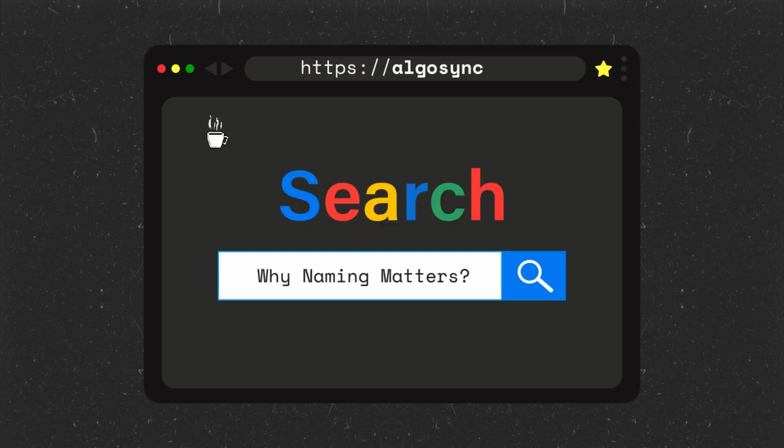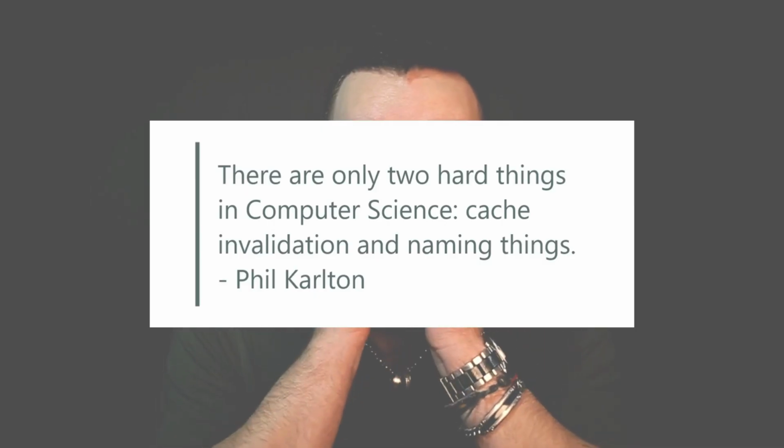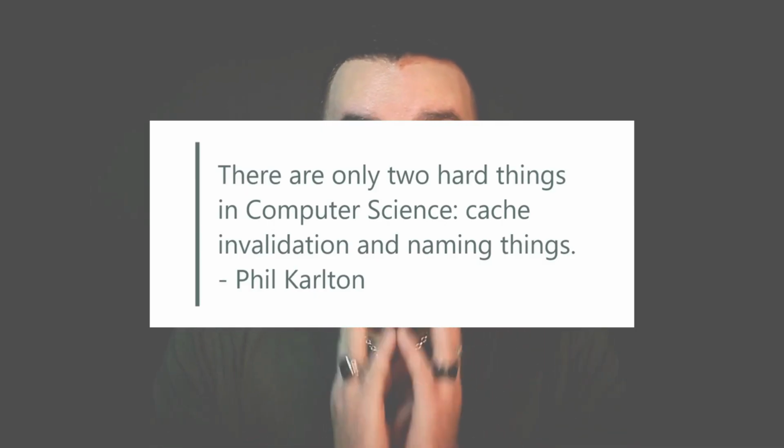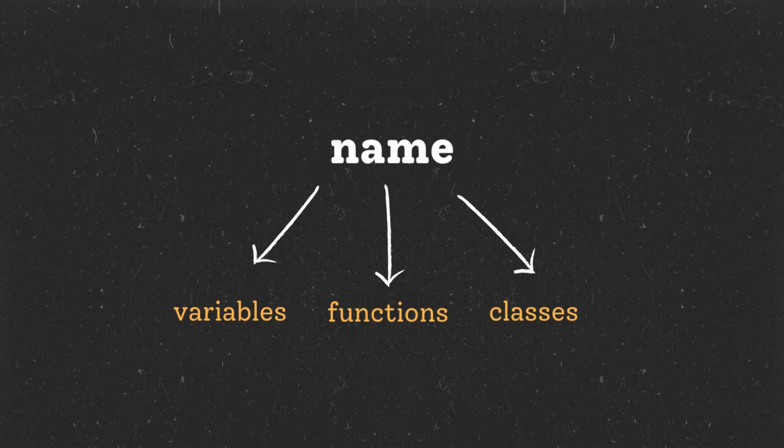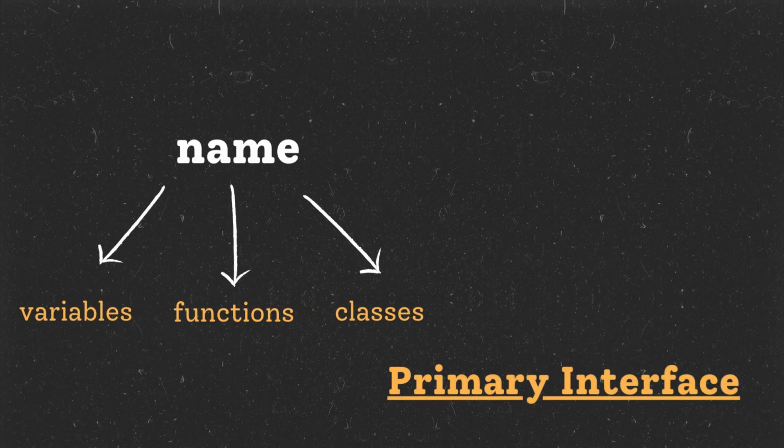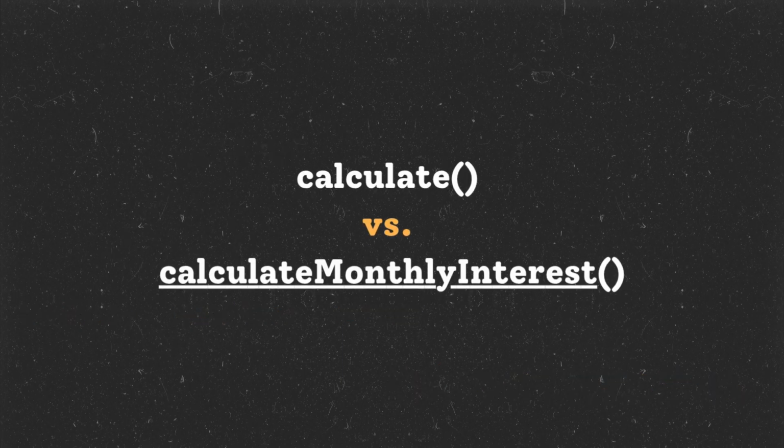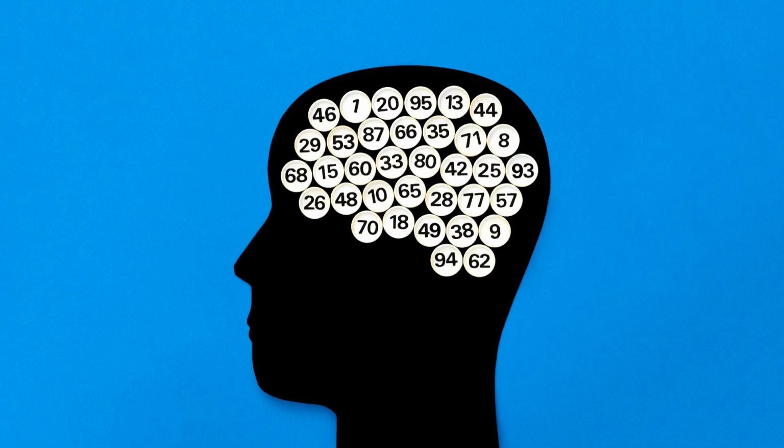Why naming matters. You've probably heard this joke before. There are only two hard things in computer science: cache invalidation and naming things. The names you give to variables, functions, and classes are the primary interface your code has with the reader. When a developer reads calculate versus calculate monthly interest, they engage a very different level of mental parsing.